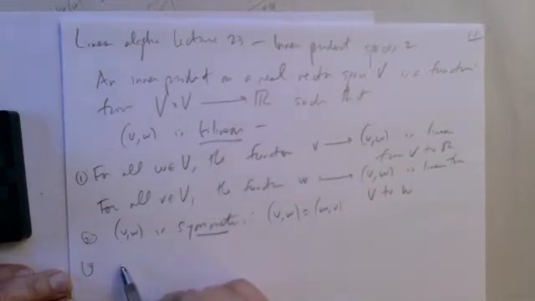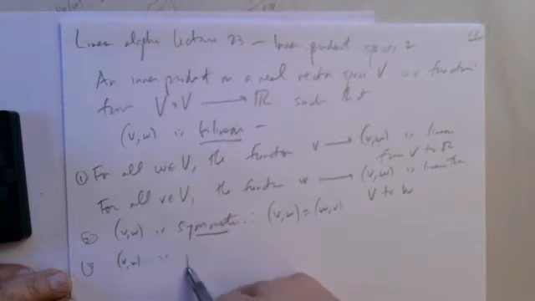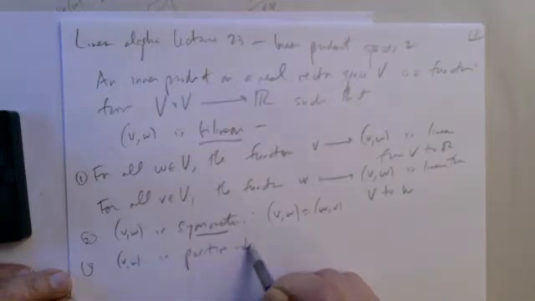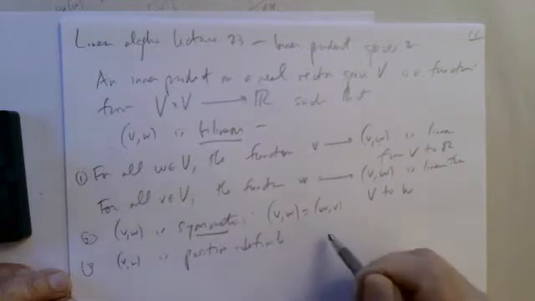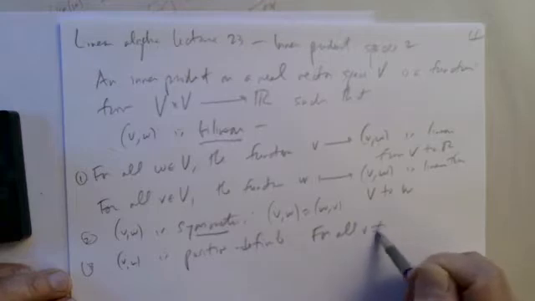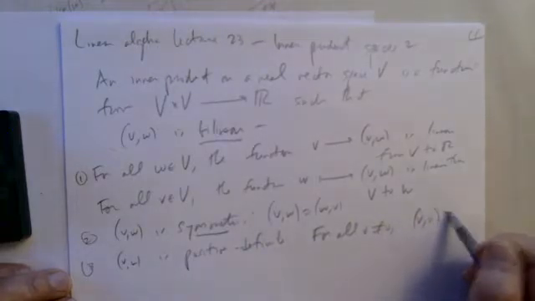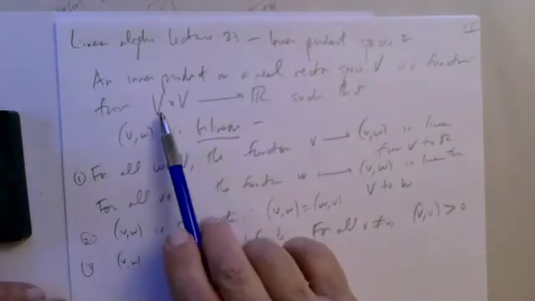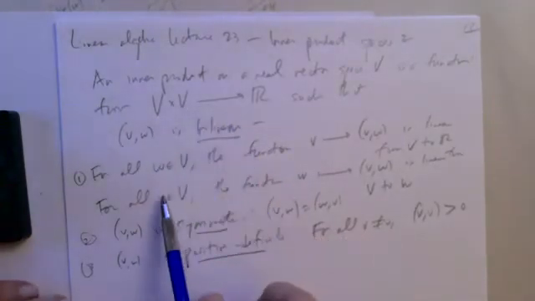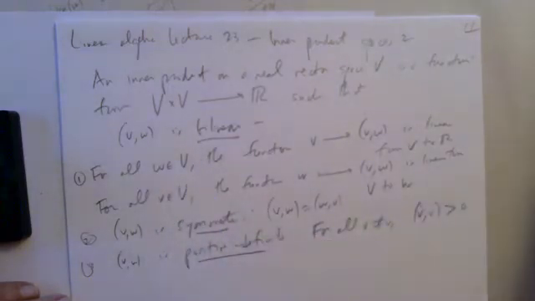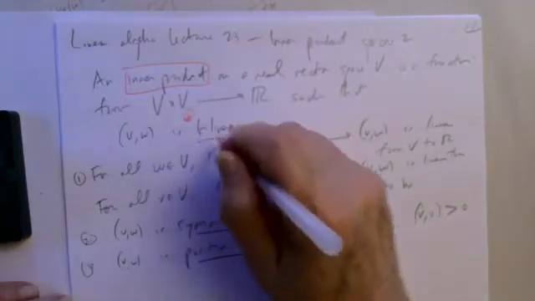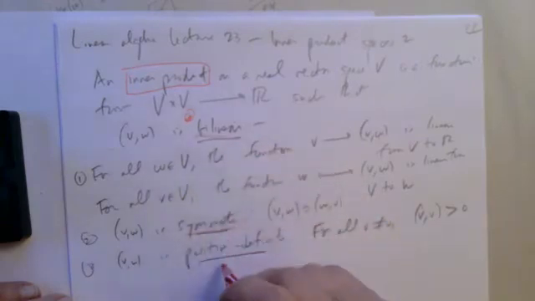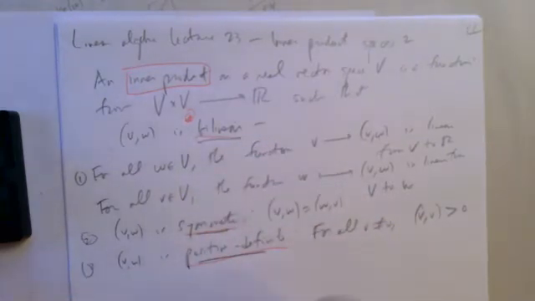And third, the inner product is positive definite. That means for all vectors V not equal to 0, the inner product of V with itself is always strictly positive. And a real valued function on V cross V is an inner product if it satisfies these three properties. It's bilinear, it's symmetric, and it's positive definite.